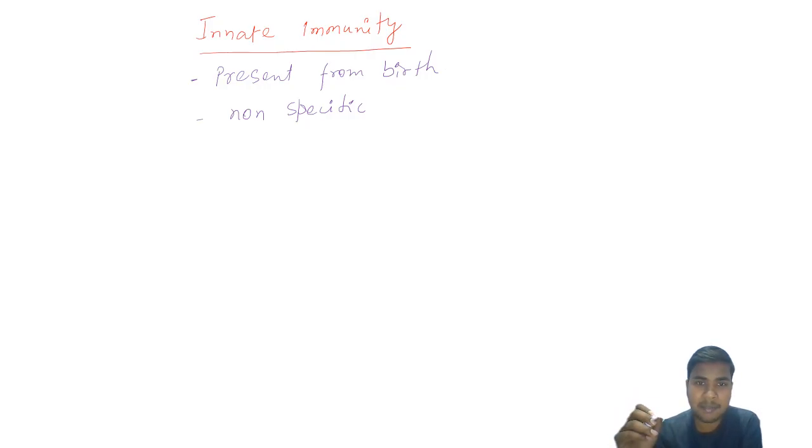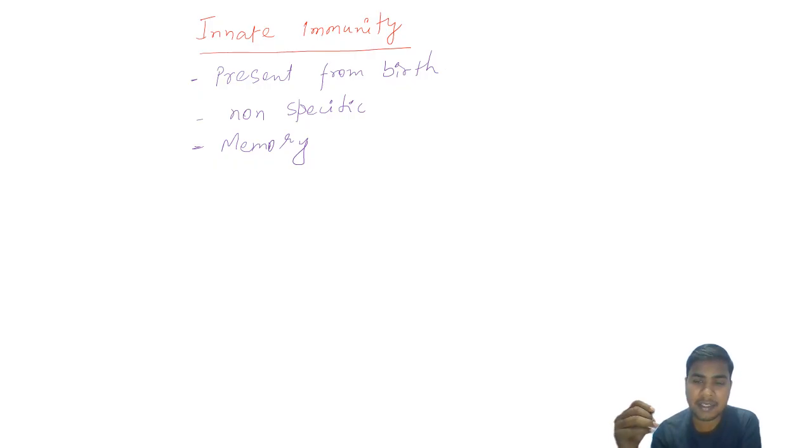So what does it mean by non-specific type? This kind of immunity does not differentiate self from non-self, and it also does not differentiate between kinds of pathogen, that is, whether it is bacteria or virus or something else. So specificity is not there. Another thing is that innate immunity does not develop any memory.